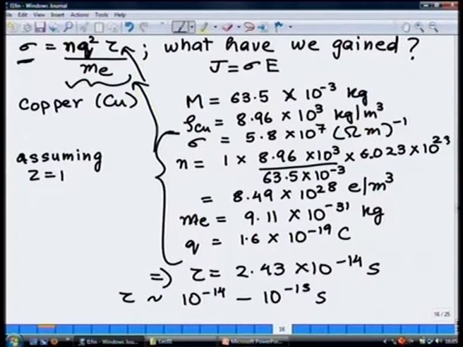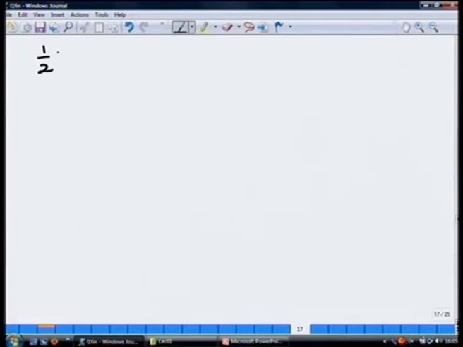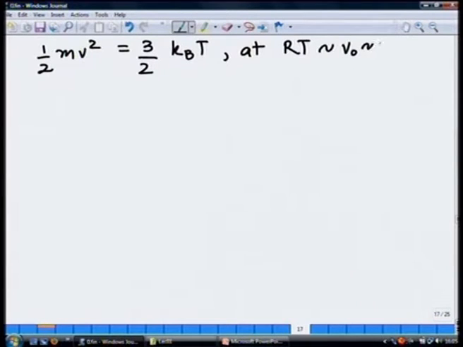since Drude's kinetic theory of gases is being applied, and thermal equilibrium is assumed, it is reasonable to also assume, from the ideas inherent in kinetic theory of gases, that velocity could be estimated as half m v squared equal to 3/2 k_B T by equipartition of energy, where T is the local temperature. So, at room temperature, this velocity is approximately equal to 10 to the power 7 centimeters per second. That is what the velocity is.